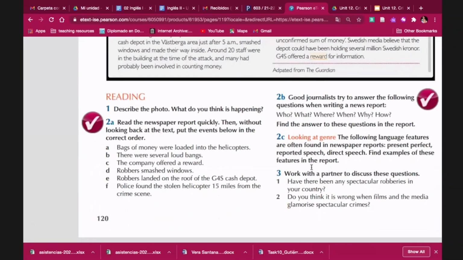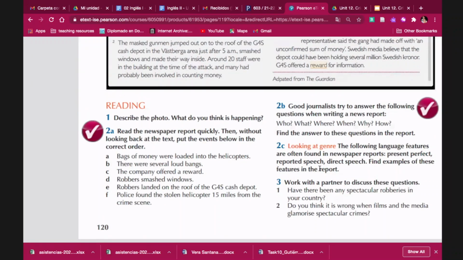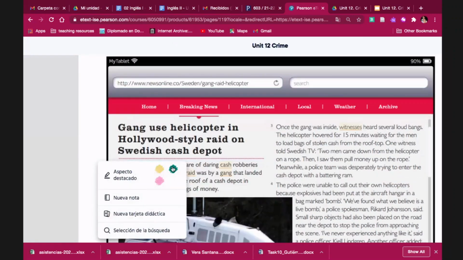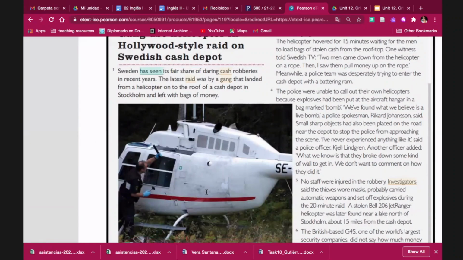Okay, now the following exercise says, looking at the genre, the following language features are often found in newspaper reports. You use present perfect, you use reported speech, you use direct speech, and the idea is to find examples of these features in the report, okay? So let's see, Alejandro, can you show us some examples of present perfect found in the reading, please? Yes, teacher. It is one in the first paragraph. It says Sweden has seen its fair share of cash robbery. Okay, so yes, this is an example of present perfect. Any other example of present perfect?